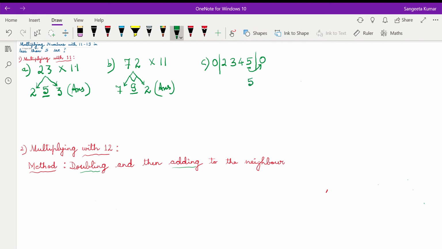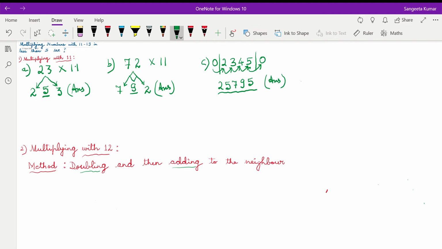Then we move on to the next. 4 plus 5, 9. Then 3 plus 4, 7. Then 2 plus 3, 5. Finally, 0 plus 2, 2. So our final answer is 25795. Isn't it simple, children?